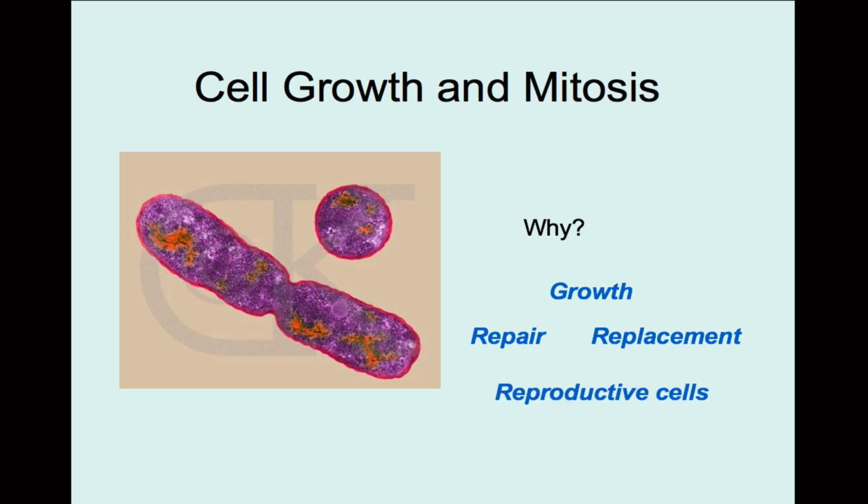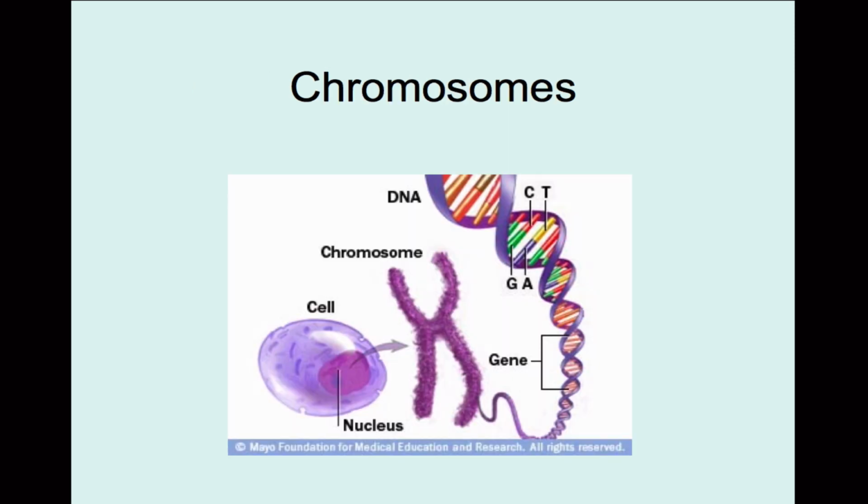And then reproductive cells. So in order for reproduction to occur, we need cell division to make those reproductive cells. All right, so let's look at chromosomes. Chromosomes are where the genetic information is stored in the cell.